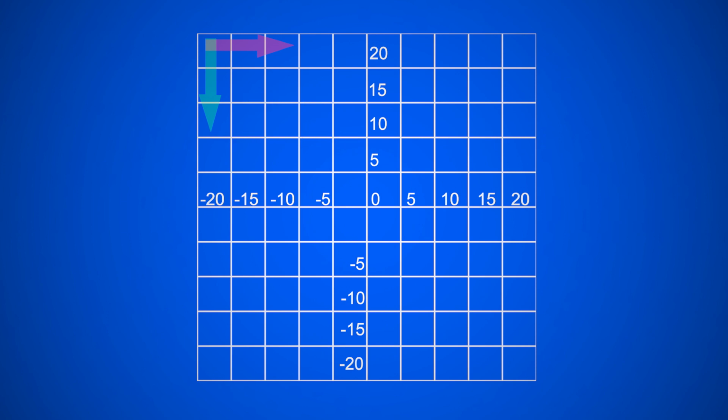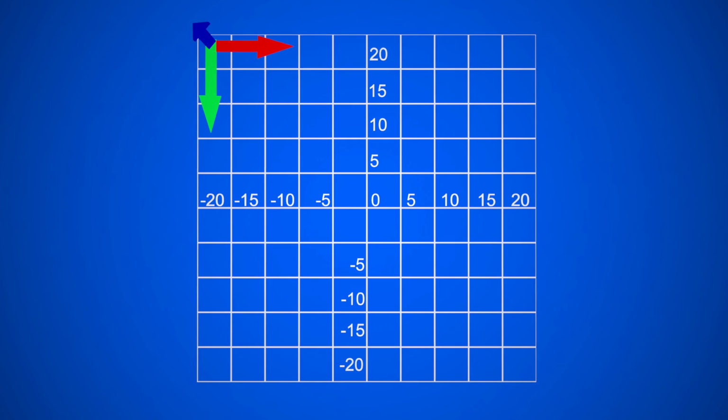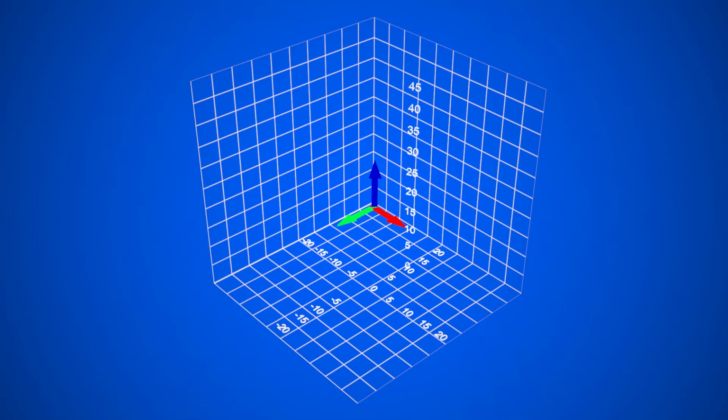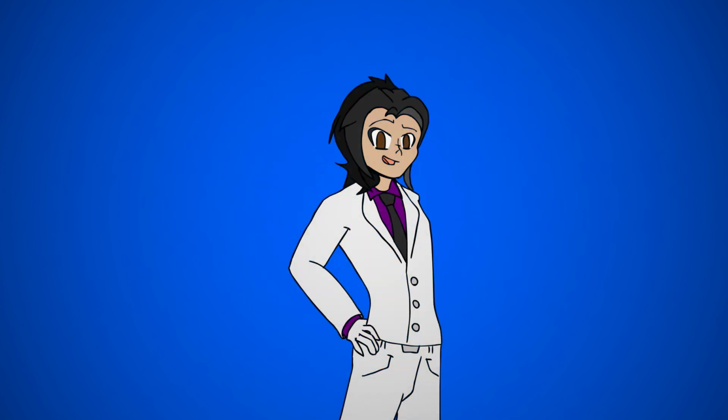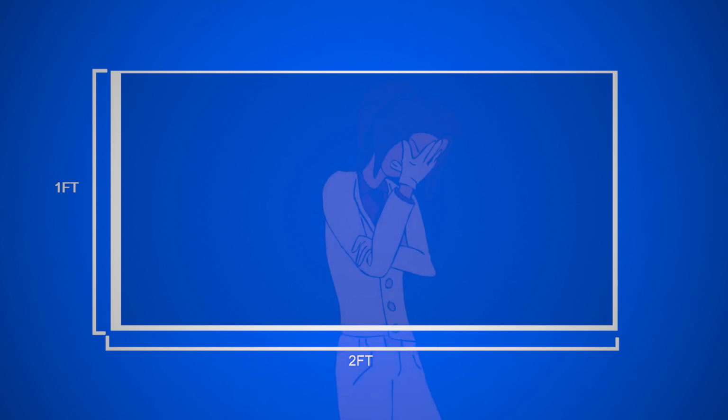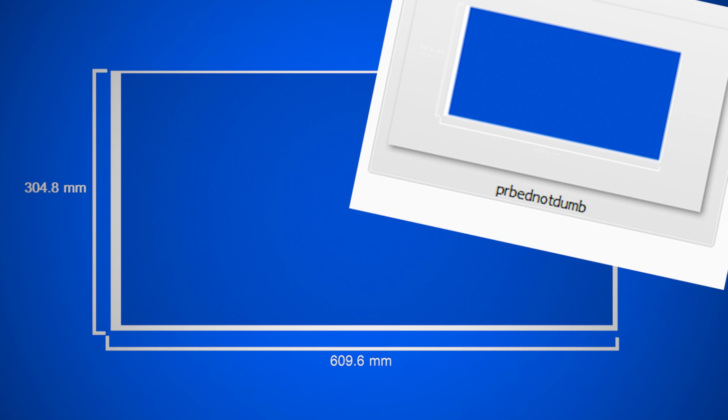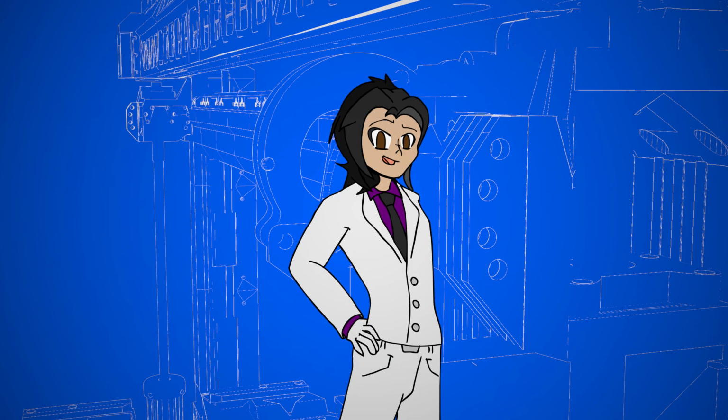But wait, this is only a 2D plane. How do we get a 3D space? Well, we add another axis. We're going to call this axis Z, and now we can put things in 3D space. Alright, cool. So now I know I need 3 planes of movement, the X, Y, and Z, for this to be able to 3D print. I decided on a print bed of 2 foot by 1 foot, or 609.6 millimeters by 304.8 millimeters. I got that measurement from a piece of metal that I found at Lowe's. So cool, now I can start designing my 3D print.